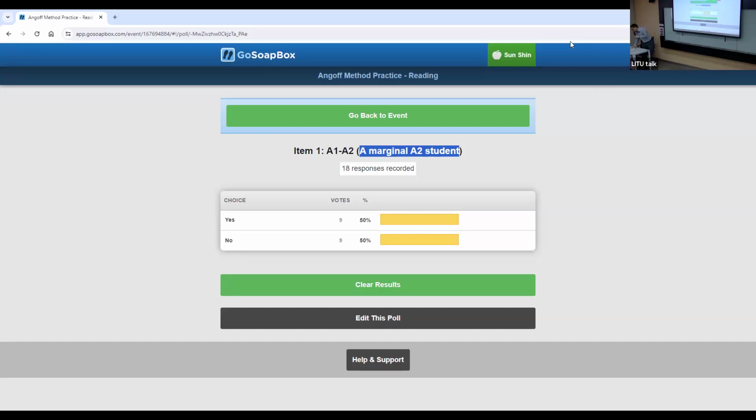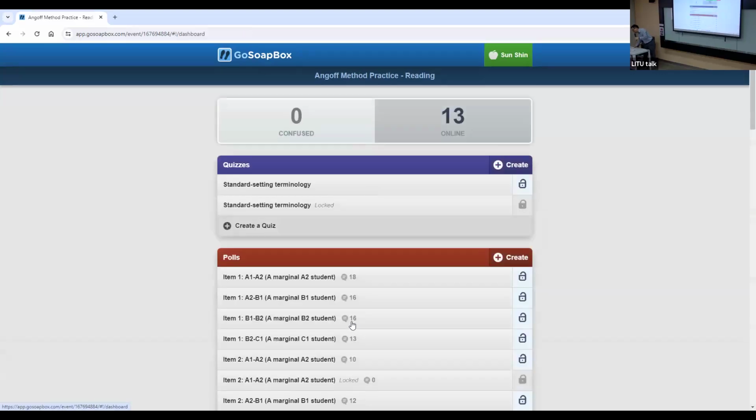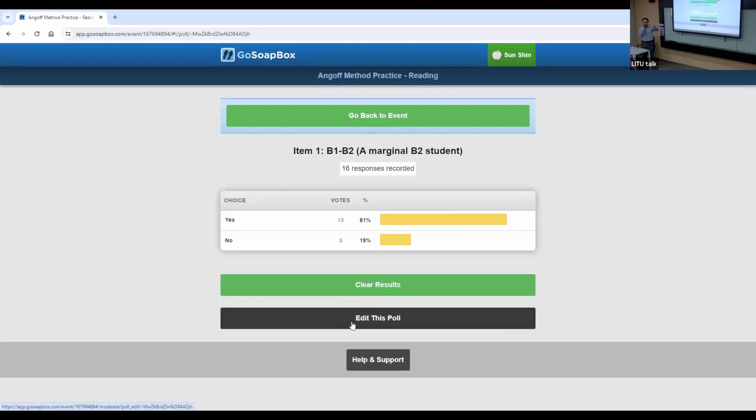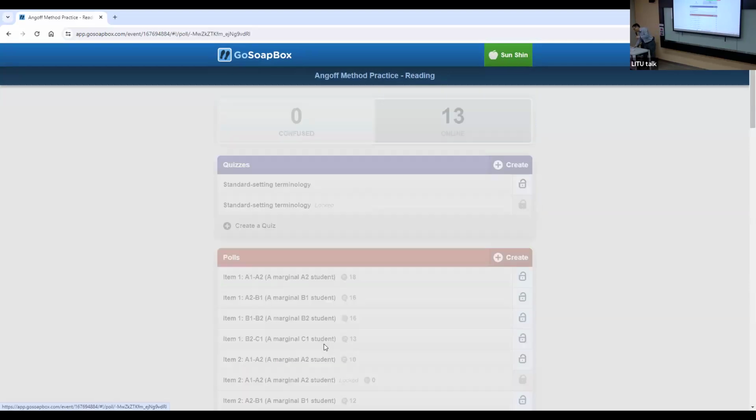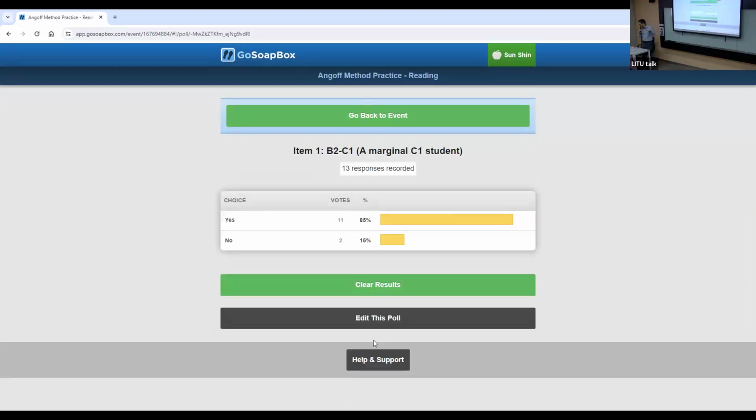And then you can ask the same questions for marginal B1. This time you're marginal B1. If you're marginal B1, do you think you'd get this item correct? If yes, click yes. No, no. Okay. Same item, but now this time you're marginal B2. If yes, click yes. Okay. Same item, but now with a different CEFR level. You're marginal C1. Still 2 people say no. If you're C1, you can get this item correct. Okay, so that's how you do it.